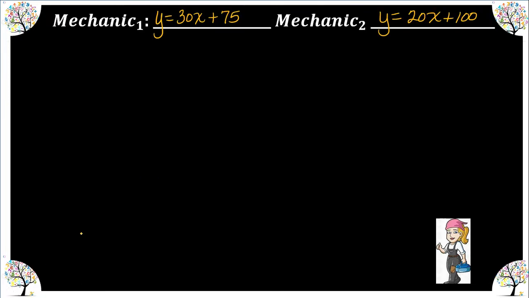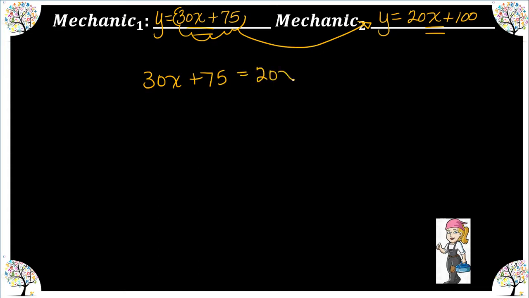We are asked at what hour will they charge the same? We want to know when mechanic 1 equals mechanic 2. So I'm going to use substitution. I'm going to plug in what y equals for mechanic 1 and plug it in for mechanic 2. So I'm going to replace y with 30x plus 75 equals 20x plus 100. I have variables on both sides. I'm going to subtract out my smaller variable term.